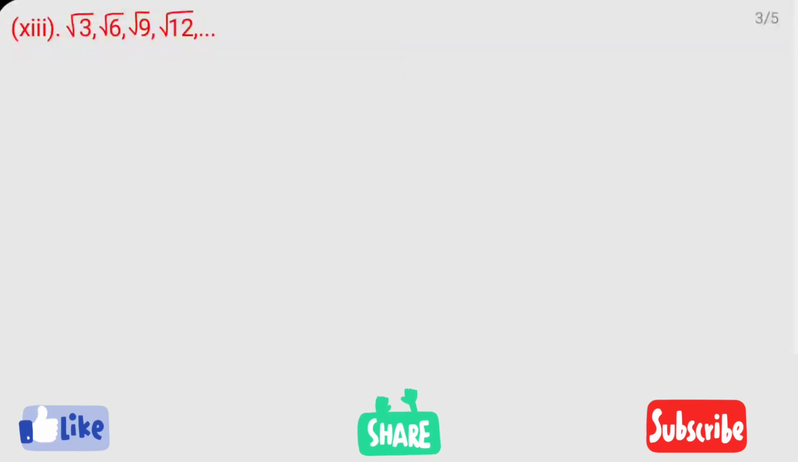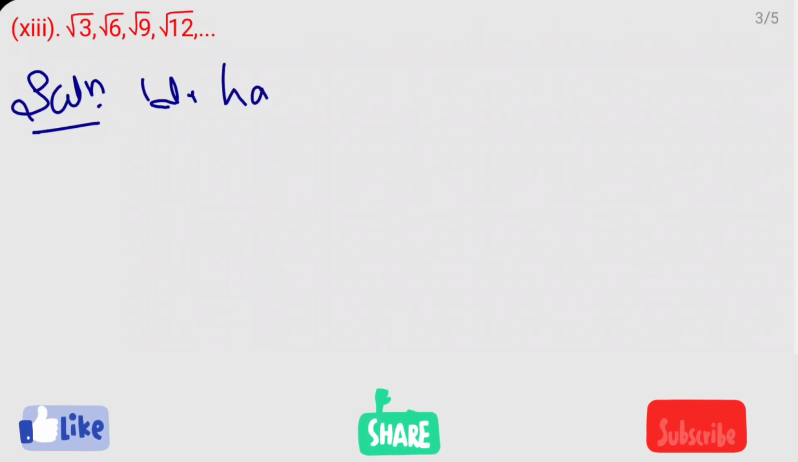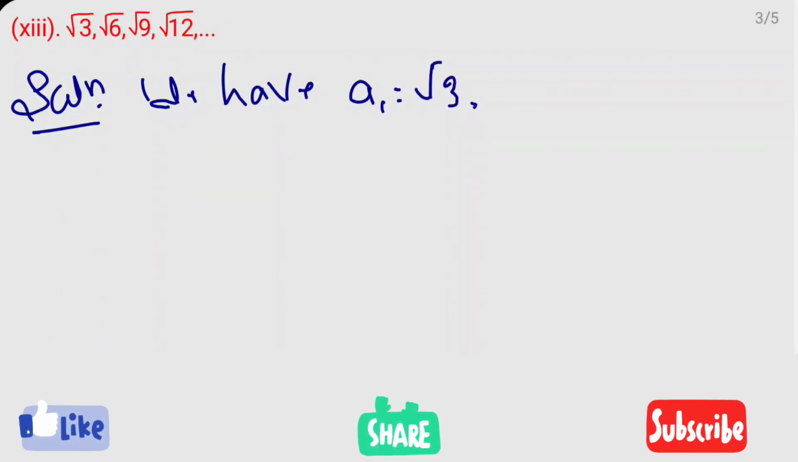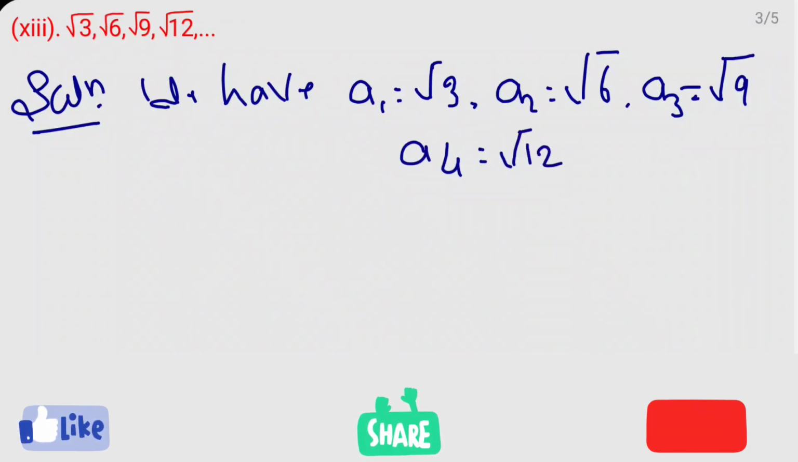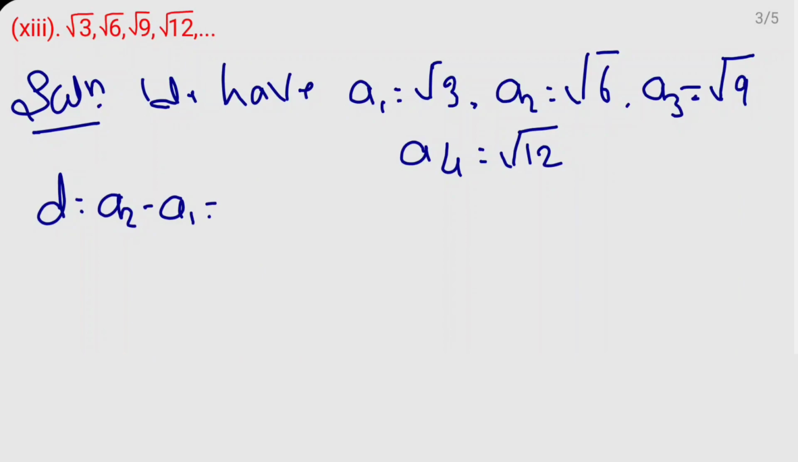Root 3 comma root 6 comma root 9 comma root 12, and so on. So let me solve here. We have A1 root 3, A2 root 6, A3 root 9, A4 root 12. So here D is A2 minus A1. A2 is root 6 minus A1 is root 3.